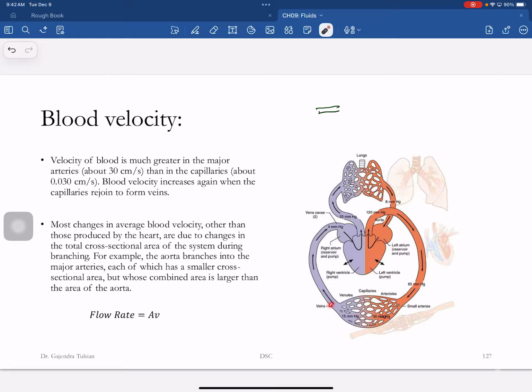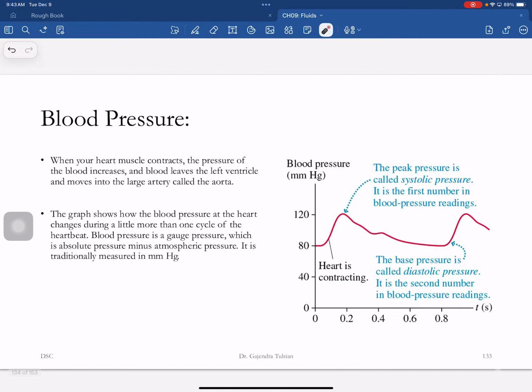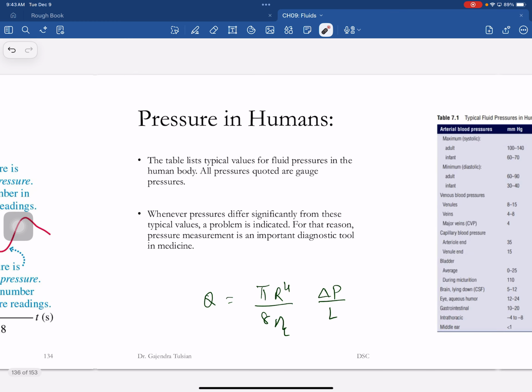Now here's a question. In your large veins, in your legs for instance, as the blood is coming back to the heart, this pressure is too low to bring it back to the heart. So you need additional help. You need extra pumps. And there are extra pumps in your legs to help bring the blood back to the heart.